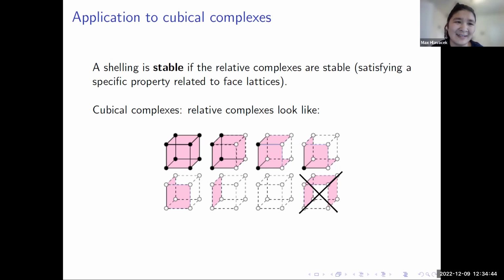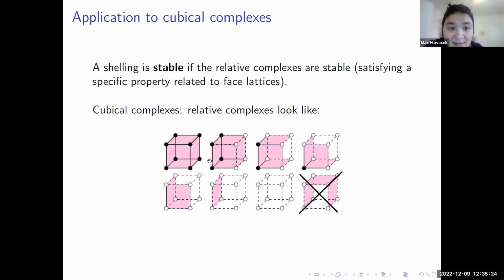And there is kind of a complicated definition that takes time to parse, which uses the face lattice of your polytope. But for cubical complexes, it's kind of easy to see what the definition is. So if I am looking at a shelling of a cubical complex and I want to know, is the shelling stable? I look at all of these relative complexes that come out of the shelling. And what I do is I look at the faces of those facets that are included and which ones are not.